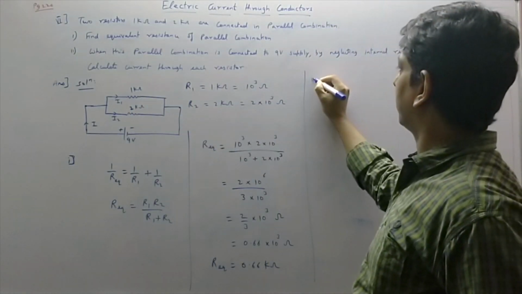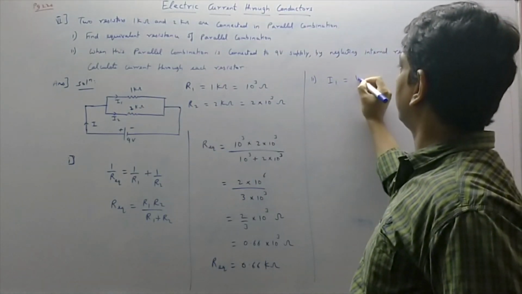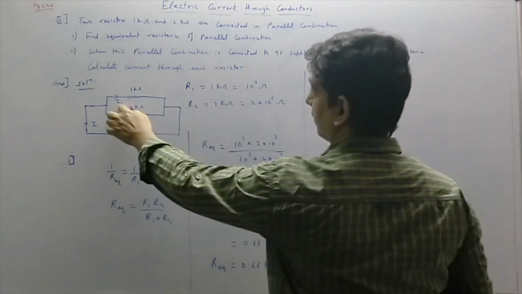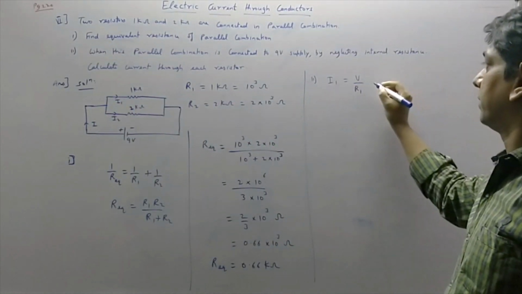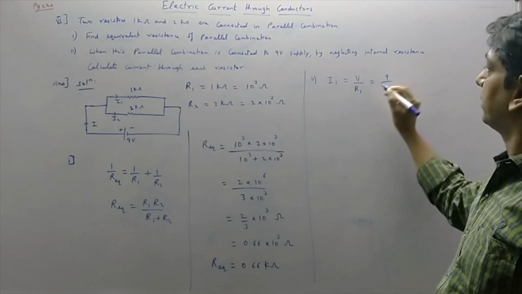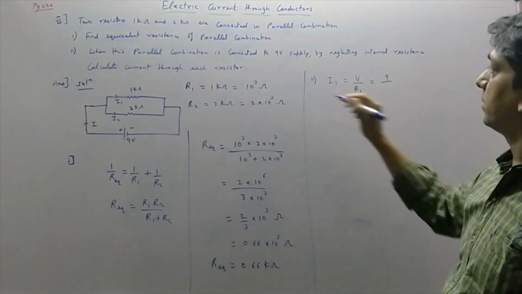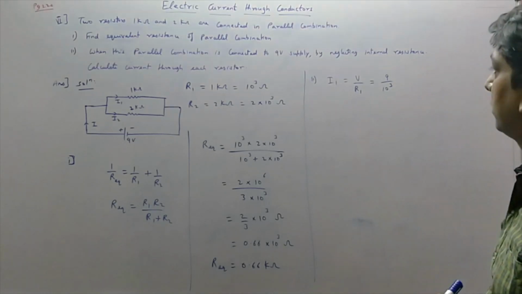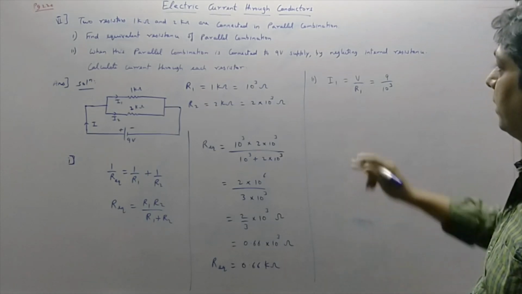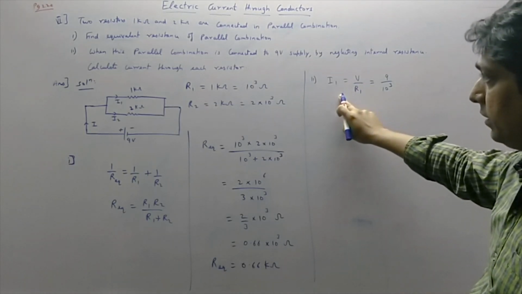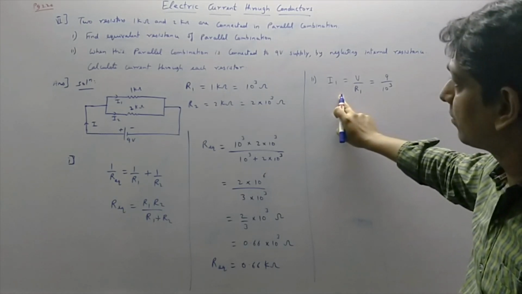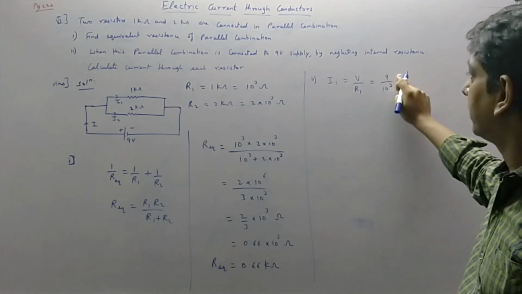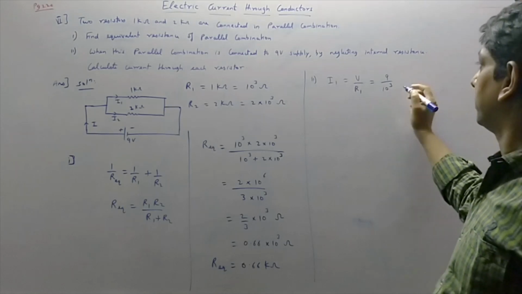So what is the formula for current? The current I1 flowing is V by R1, because the potential drop is the same, so we can use V by R separately. How much is V? It is 9 volts, and R1 is 10 to 3. V is IR, so I1, the current flowing through resistance R1, is V by R1, that is 9 upon 10 raised to 3 ohms.